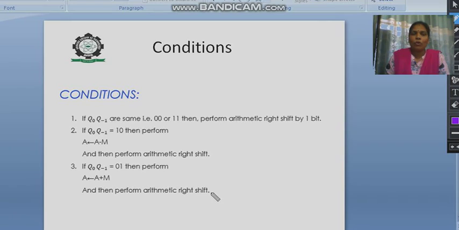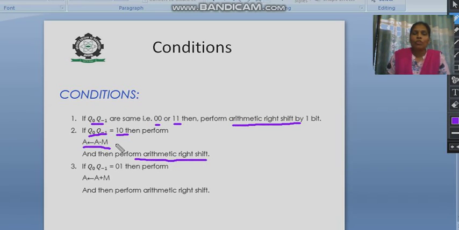There are basically 4 conditions, but here we are merging 2 conditions since in each and every step we have to check the contents of Q0 and Q minus 1. When the contents of Q0 and Q minus 1 are 0, 0 or 1, 1, meaning they are the same, if both are zeros or both are ones, then we just perform an arithmetic right shift by 1. And if Q0 and Q minus 1 are 1, 0, then we need to perform the subtraction operation first and then perform the arithmetic right shift.